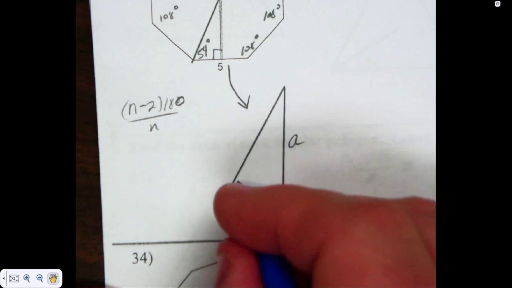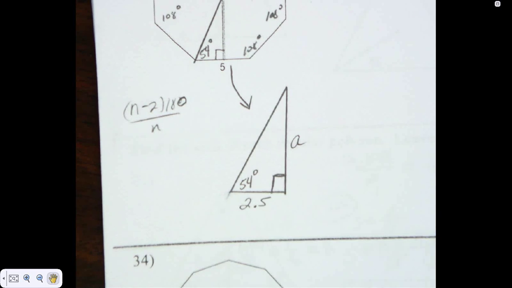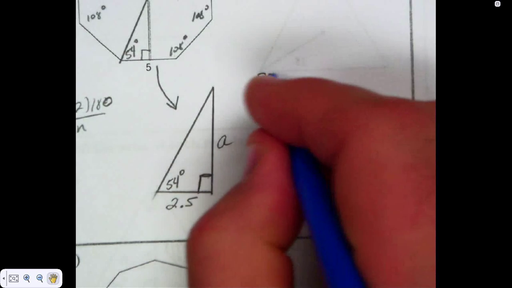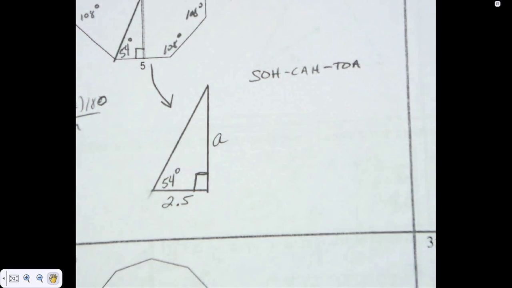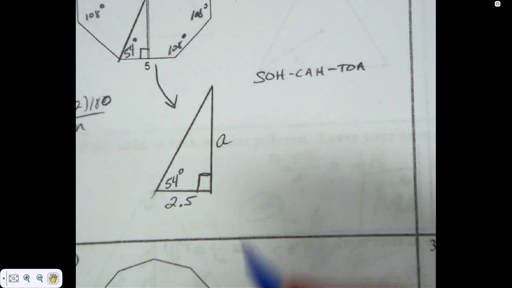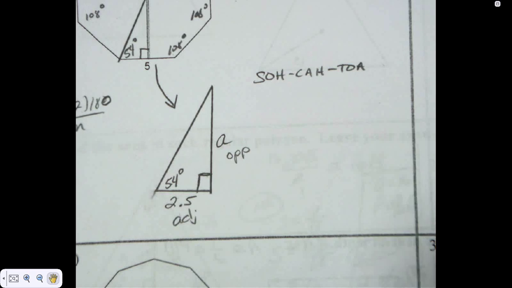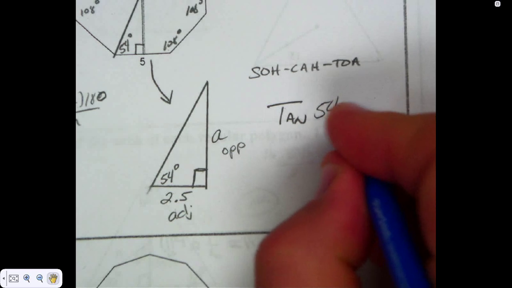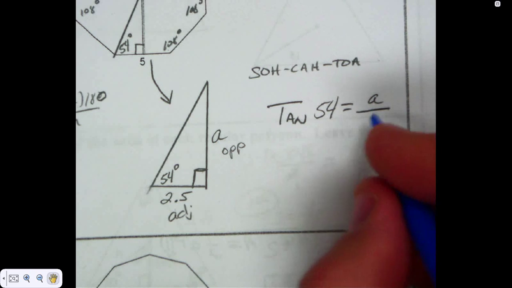This is 54. Is this some kind of special right triangle? No, it's not. So how am I going to find A? Using SOHCAHTOA, our trig functions. Remember, the problem tells you which trig function. With respect to this angle, what have they given you? They're given opposite and the what? Adjacent. Which one is that? Tangent. So the tangent, and it's always tangent of a what? Angle, which in this case is 54, is equal to the opposite, which is A, divided by the adjacent, which is 2.5.